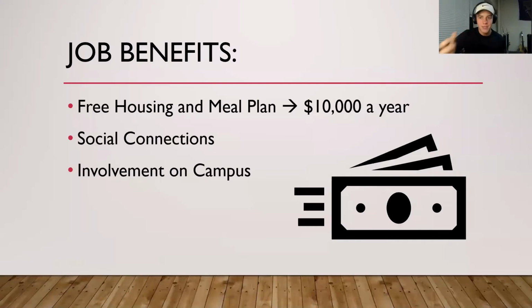Job benefits. What do you receive being an RA? I receive free housing and a meal plan at WMU, and that equates to roughly a little bit over $10,000 a year. Obviously, that is the big reason why most people become an RA. You get the free housing, and that's huge as a college student, as well as the free meal plan, not having to worry about buying food, making your own food. It is something to think about, as well as social connections, right?